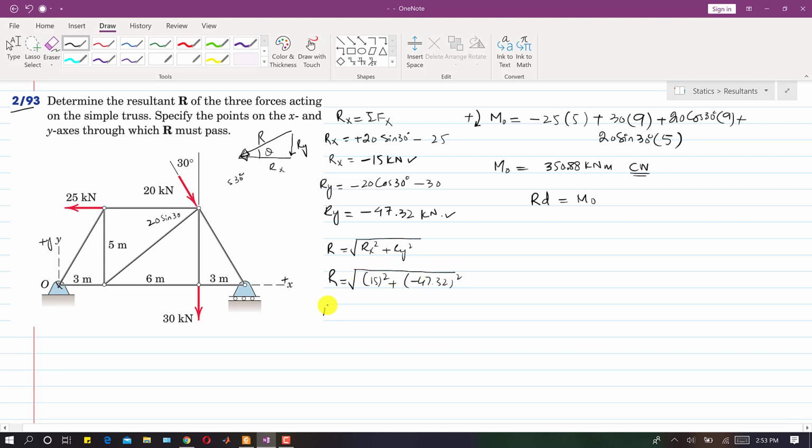So R will be equal to 49.64 kilonewton, right? Now if we want to determine the perpendicular distance of this resultant, we will write D, and this will be equal to 350.88 divided by 49.64. So this will give us D, right? So this D will be equal to 7.07 meters, right?